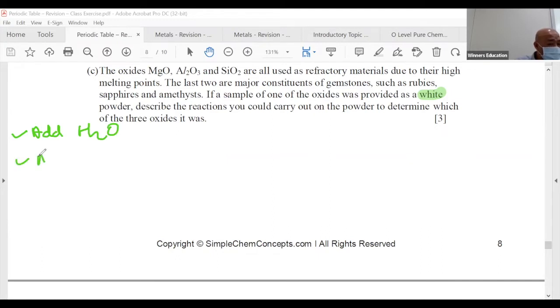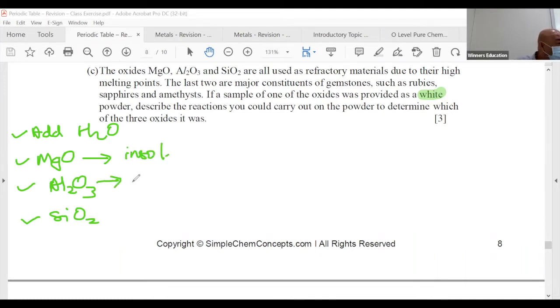All right, ladies and gentlemen, MgO, Al2O3, and SiO2. Do you think they dissolve in water? MgO is sparingly soluble in water, remember? Or you can take it as insoluble in water. Al2O3 is insoluble. SiO2, insoluble. So in case you're thinking of using water, you can't. So what else can we do?